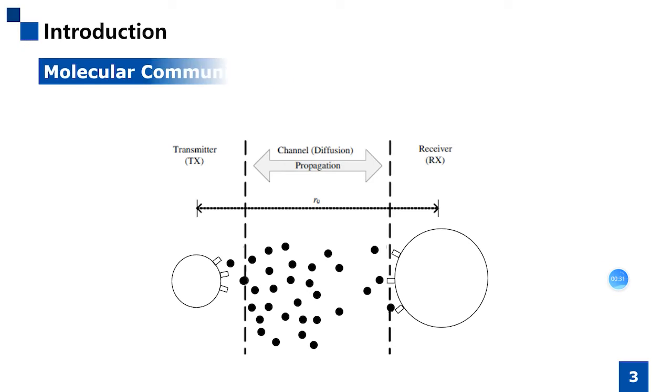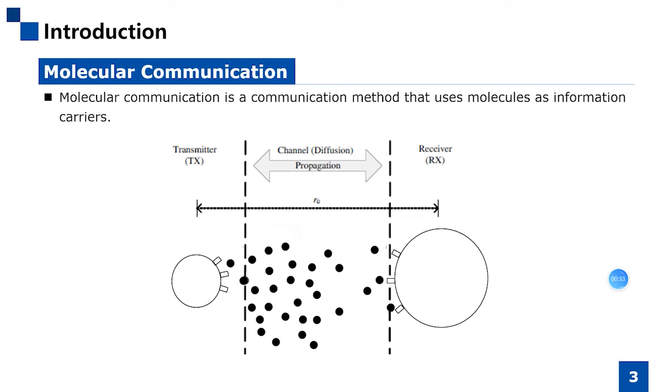Firstly, I want to introduce the concept of molecular communication. Molecular communication is a communication method that uses molecules as information carriers, as shown in this figure. The transmitter releases molecules carrying information, and the molecules reach the receiver through free diffusion to complete the information transmission.